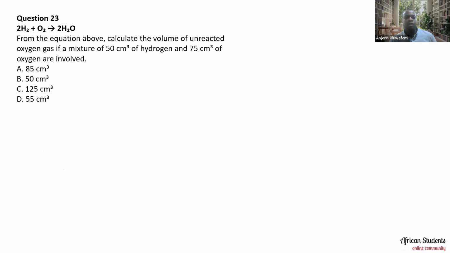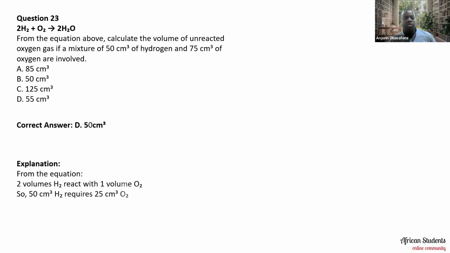Hydrogen plus oxygen gives us 2H2O. From the equation above, calculate the volume of unreacted oxygen gas if a mixture of 50 cm3 of hydrogen and 75 cm3 of oxygen are involved. So we have these options lined up for us to choose from. So the right answer after the calculation should give us D, which is 50 cm3. From the equation, 2 volumes of hydrogen react with 1 volume of oxygen. So 50 cm3 of hydrogen will require 25 cm3 of oxygen. So that's that.